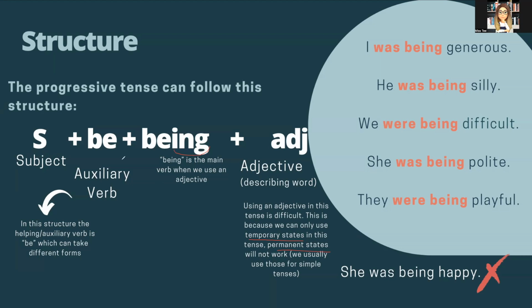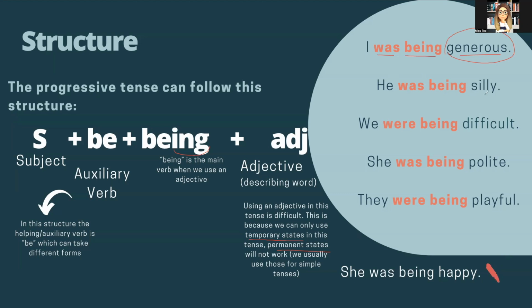So if we look at our examples here, I was being generous. And so in that case, I was being generous. Generous is usually something that is temporary. You're not always generous 100% of the time. And so in this case, we identify it as a temporary adjective. So we can use this progressive form here and we see was being.